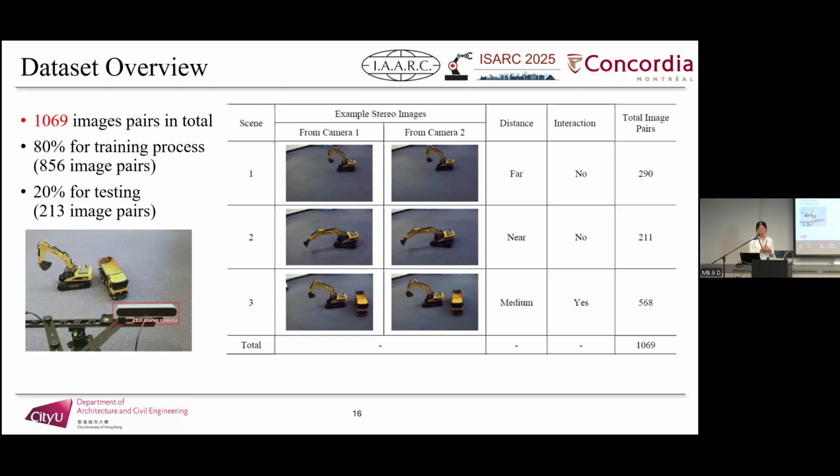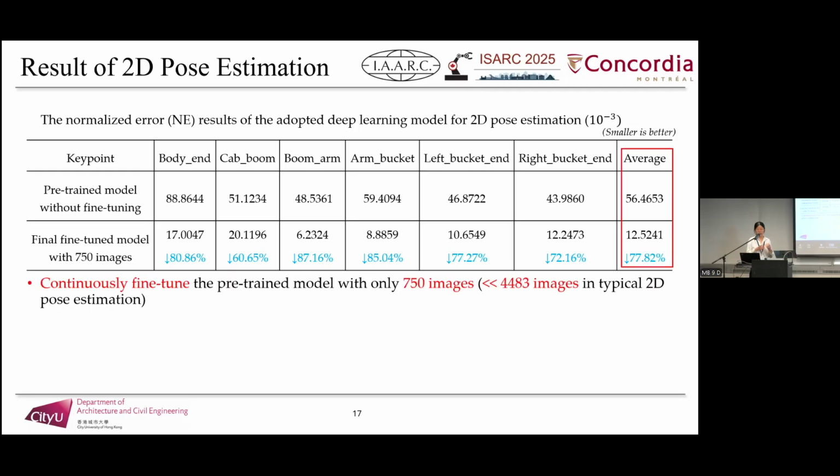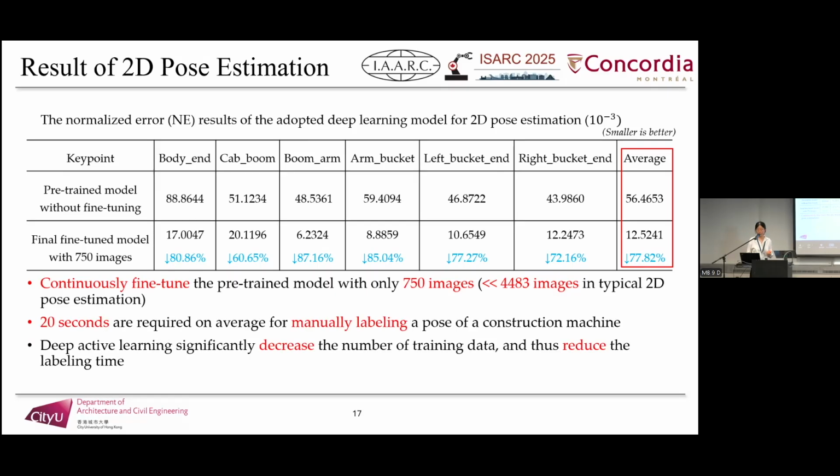In the experiments, we collected over 1,000 image pairs, but we used toy excavators as a preliminary study due to the difficulty in collecting real data. And using this data for testing our framework, the results show that we can significantly reduce the requirement of data from over 4,000 images to over 700. So this can dramatically reduce the time for us to prepare the data.